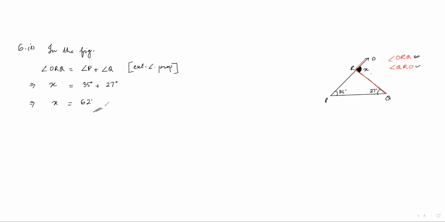X is the exterior angle, and the opposite interior angles are P and Q, so by the exterior angle property, X is equal to 35 plus 27, and the sum is 62 degrees. So the value of x is 62.